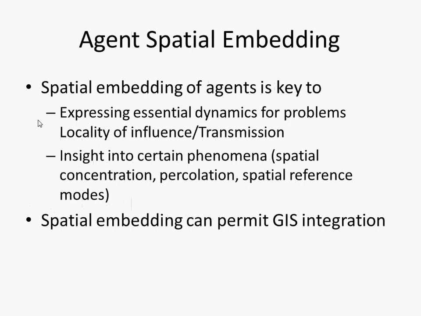I don't want to spend a lot of time on motivations, but suffice it to say that embedding agents within some spatial context, geographic or otherwise, is quite key to the purposes of many models. Sometimes it's key for expressing the essential dynamics of problems. The fact that rabies requires one animal to bite another and therefore can't be transmitted at a long distance. Transmitted locally. Or locality of influence.